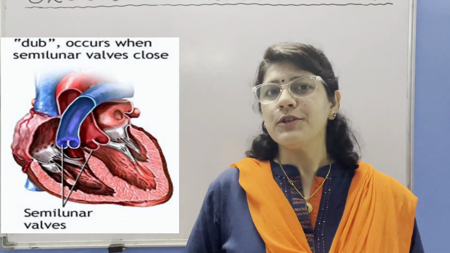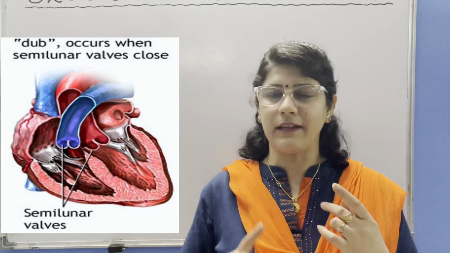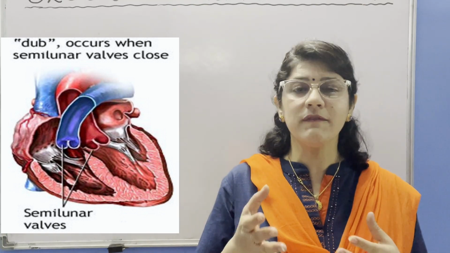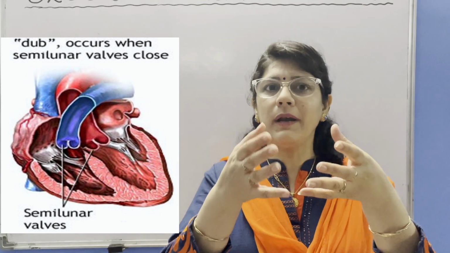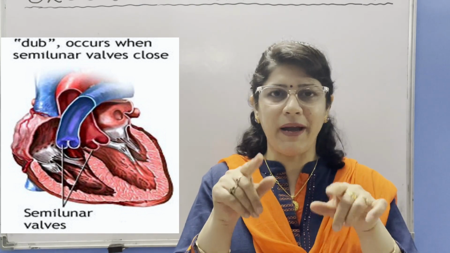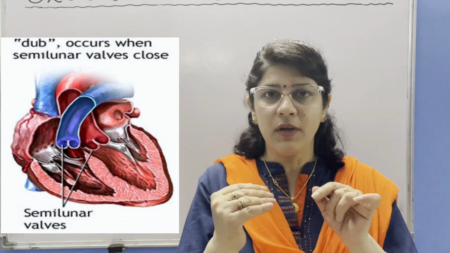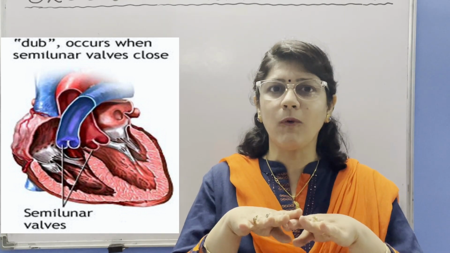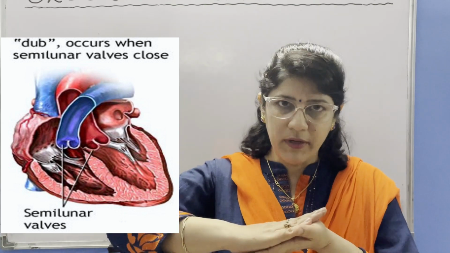Next we will talk about two different sounds related with the heart, that are lub and dub. First is atrial systole, in which auricles contract and blood enters from atria to ventricles. With the help of the tricuspid and bicuspid valves, blood enters from auricles to ventricles, and then at this time the semilunar valves get closed, creating a sound dub.